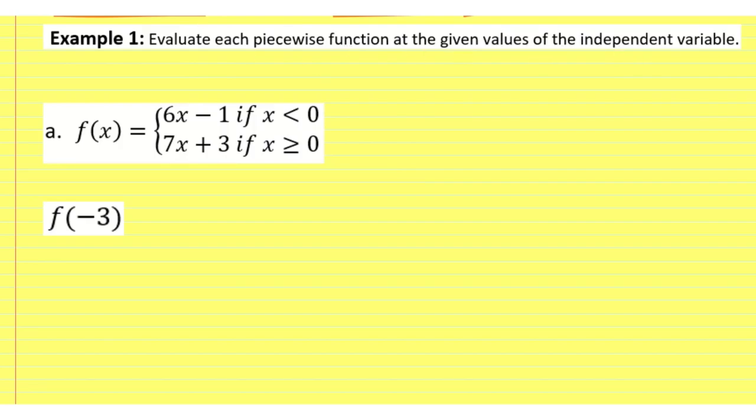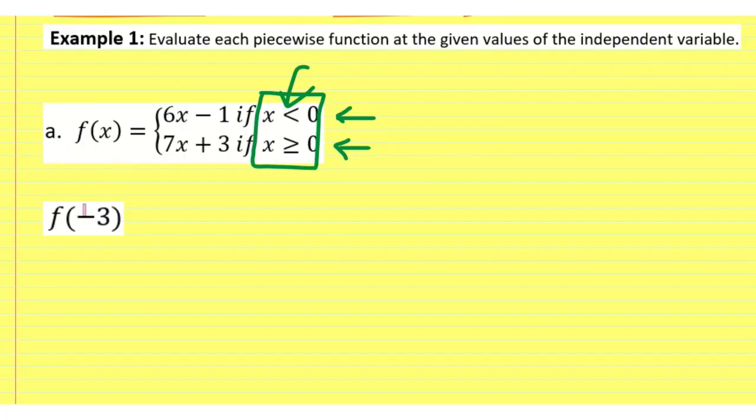Okay, so the first thing that we definitely should look at are our restrictions. These things right here are the restrictions on each piece of the piecewise function. So this one says that x must be less than 0. And this next restriction says that x must be greater than or equal to 0. So that's the first thing we have to consider.